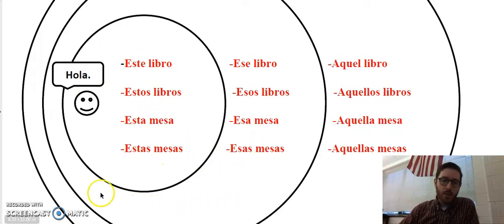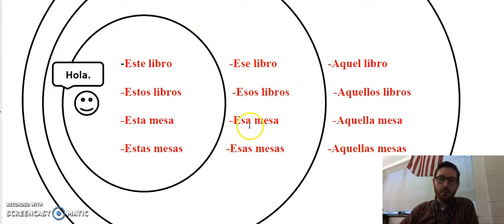For this kind of middle distinction, this middle circle, which we're going to call that or those, it's the exact same words just without the T's. Ese libro would be that book, esos libros, those books, esa mesa, that table, esas mesas, those tables.